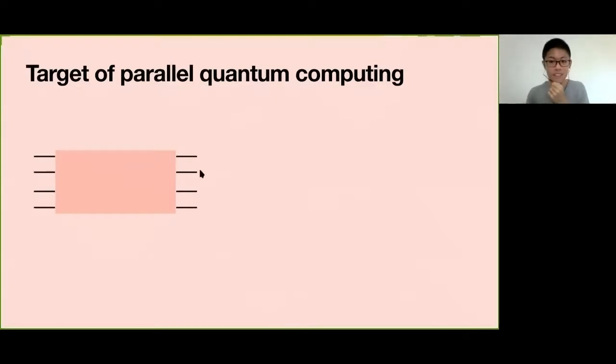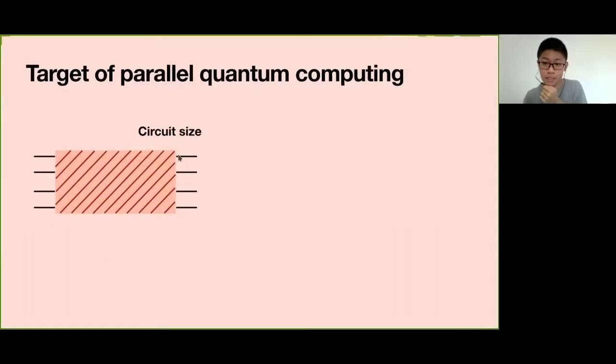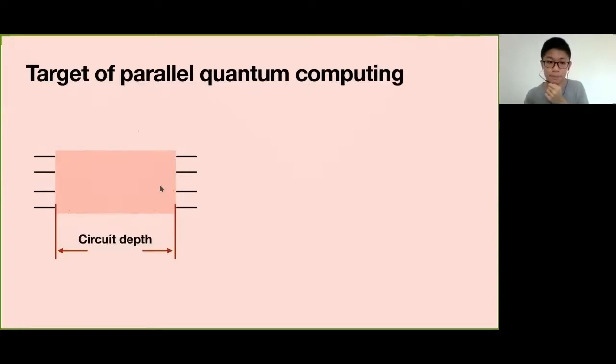Now let's have an intuitive illustration of the target of parallel quantum computing. So again, if the input size is fixed, then our quantum algorithm can be specified as a quantum circuit. The circuit size refers to the total number of gates involved in this quantum circuit. And the circuit depth, which is the main quantity we need to consider in parallel computing, describes the longest path from the input state to the output state.